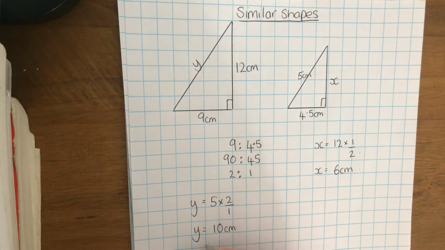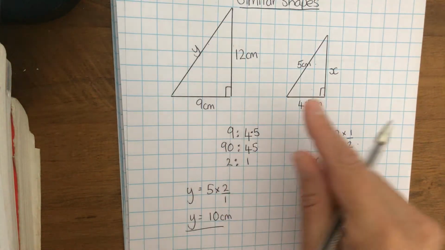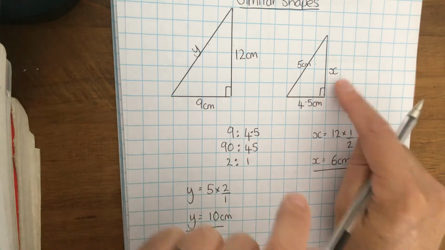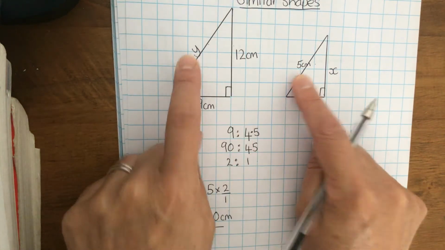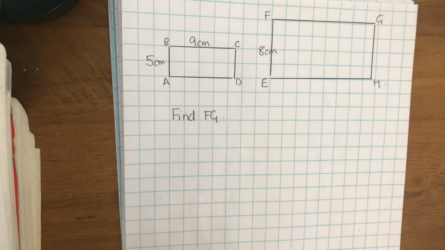Now that was a very straightforward question because you could possibly have got those answers anyway, just realising, well hang on, that's half of this. So that's got to be half and that's got to be double. But if we set it out this way, it's the same for any question. Okay, so the next question.